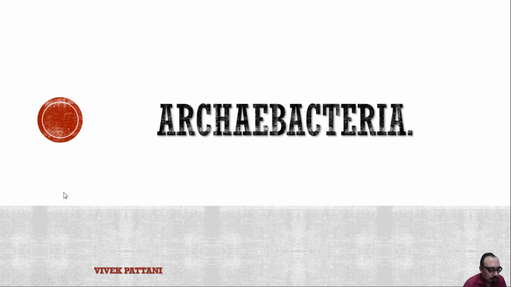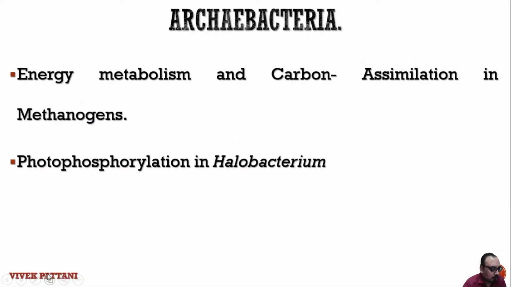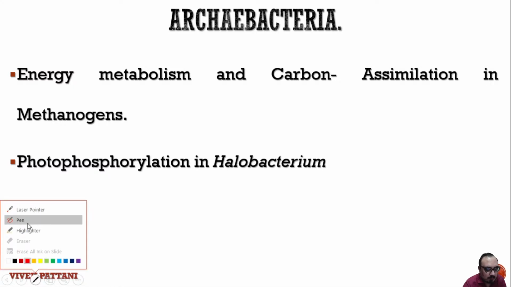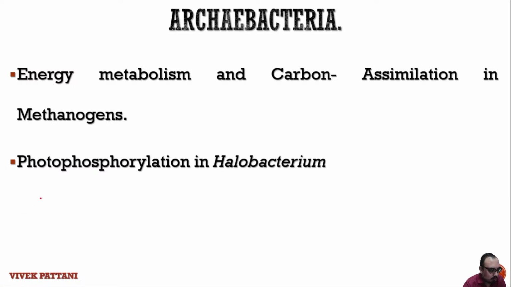The course includes two of them. One of them is a Methanogen, and the other one is a Halobacterium. The energy metabolism, basically how they produce energy and how carbon assimilation occurs in methanogens, also how they produce methane. There are three different types of methanogenic pathways, and how photophosphorylation occurs in the Halobacterium.